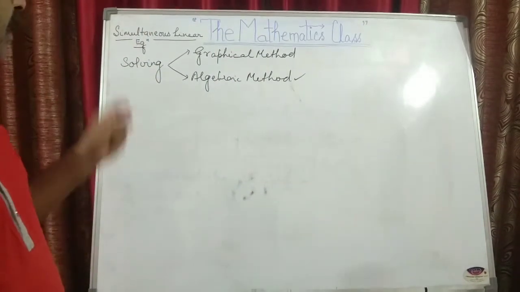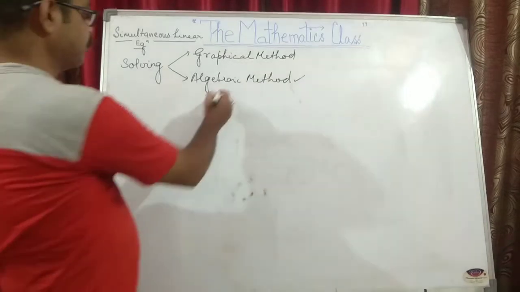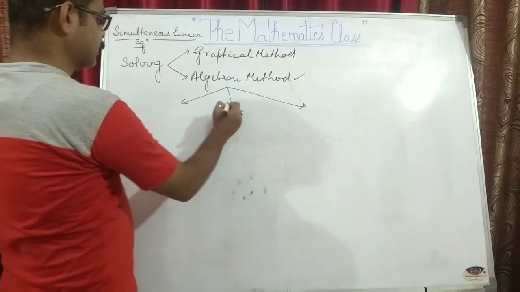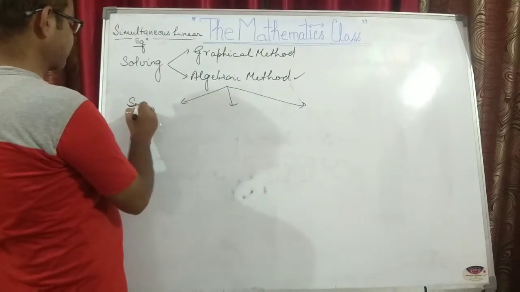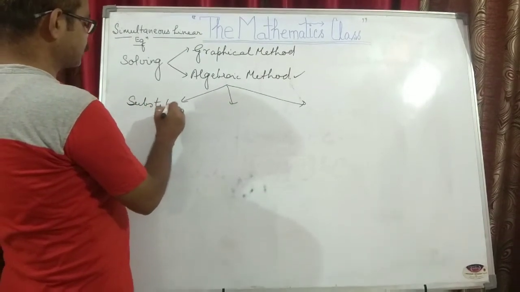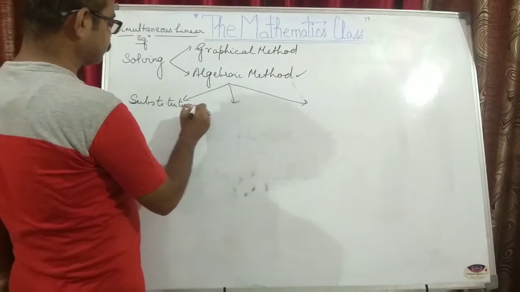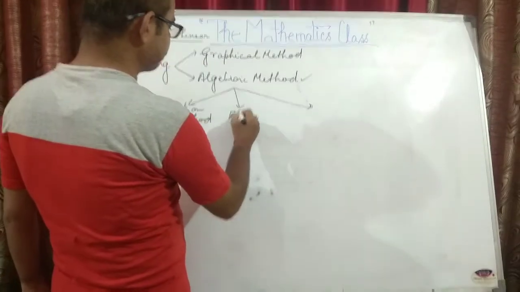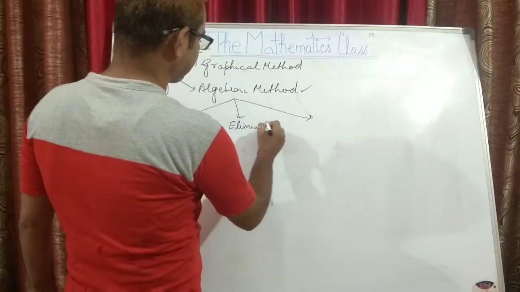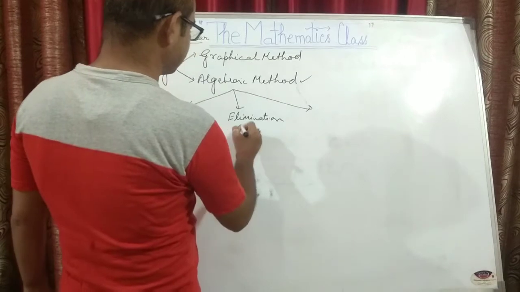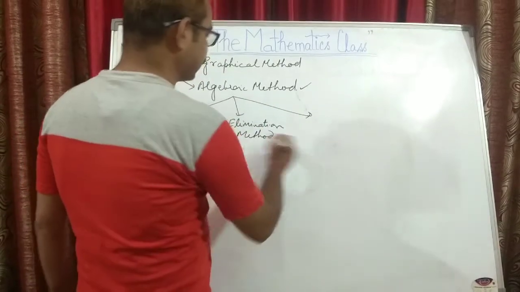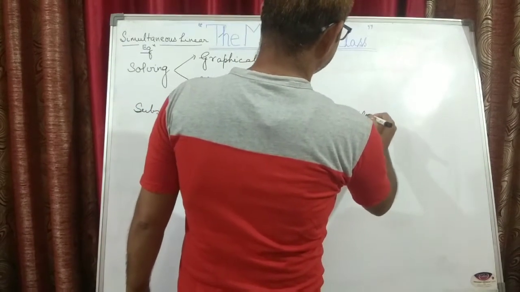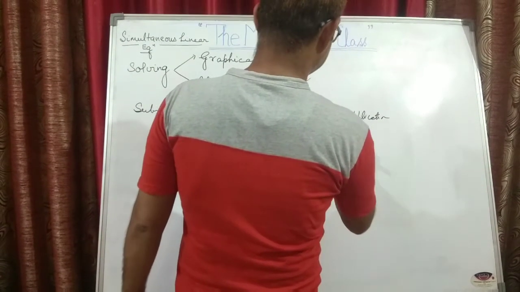Now the algebraic method has three different methods in it. First is substitution method, then elimination method, and the third one is cross multiplication method.